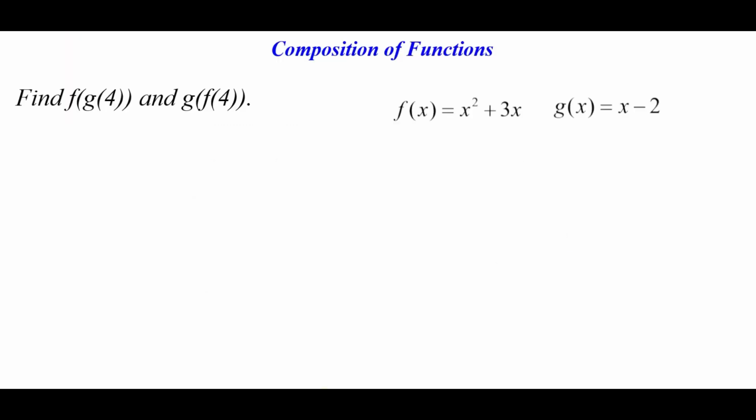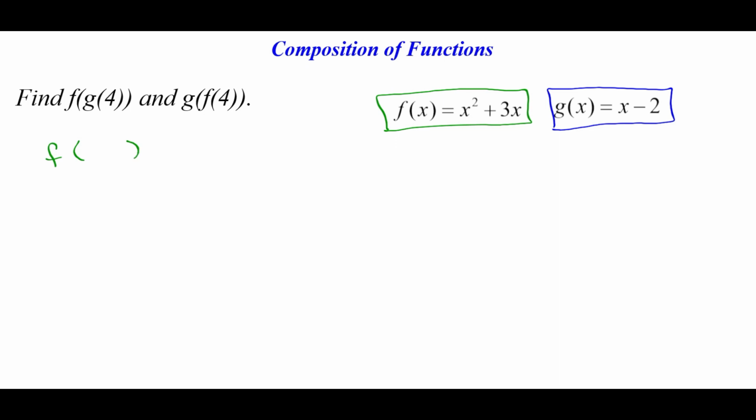So just looking at evaluating some functions with composition here, we have f of x is x squared plus 3x, and g of x is x minus 2. So we're going to think of the f function as the green function and the g function as the blue function. So first we're asked to evaluate f of g of 4.